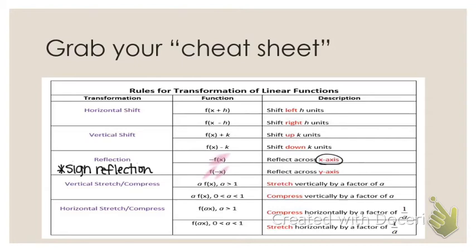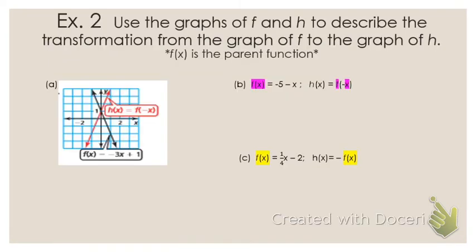Now, what did they do in this one? Did they change the sign of f of x or just x? Just x. They're in parentheses with the x. So this is a reflection across the y-axis. Now, circle. Make sure this is all you have on your cheat sheet. Okay? And then let's look at example number 2.